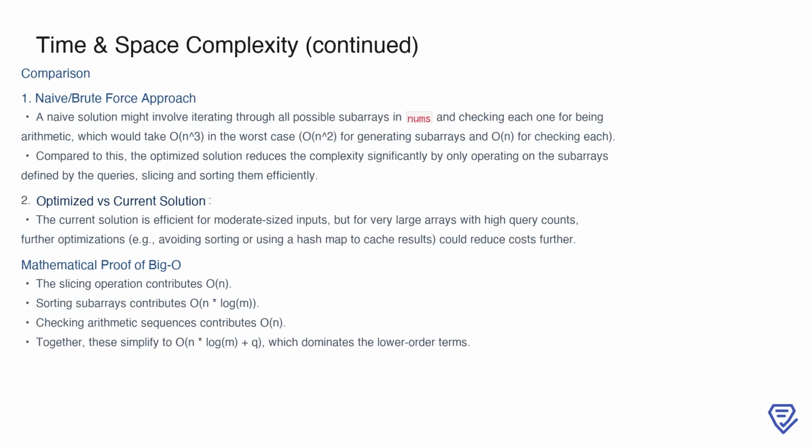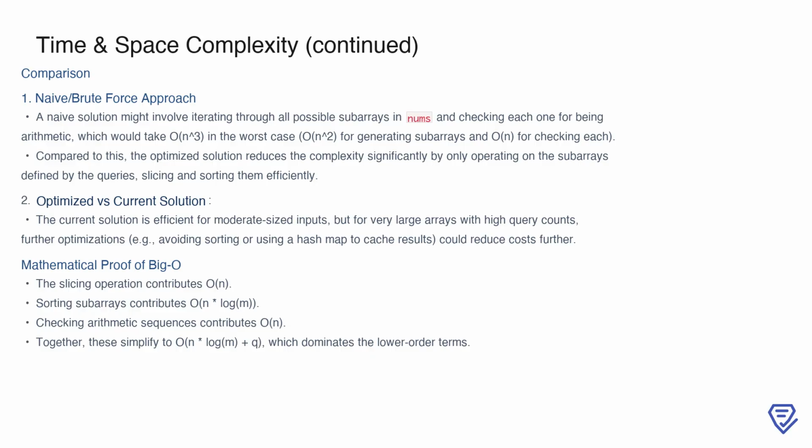To better understand the improvements, let's compare this solution with a naive approach. A brute force method might involve generating all possible subarrays from nums and checking each one for arithmetic properties. This would lead to a time complexity of O(N^3) in the worst case, where O(N^2) is required for generating subarrays, and O(N) is spent checking each one. In contrast, the optimized solution focuses only on the subarrays defined by the queries, efficiently slicing and sorting them to reduce redundant computations. While the current solution performs well for moderate inputs, it can be further optimized for very large inputs by avoiding sorting or using techniques like hash maps to cache intermediate results.